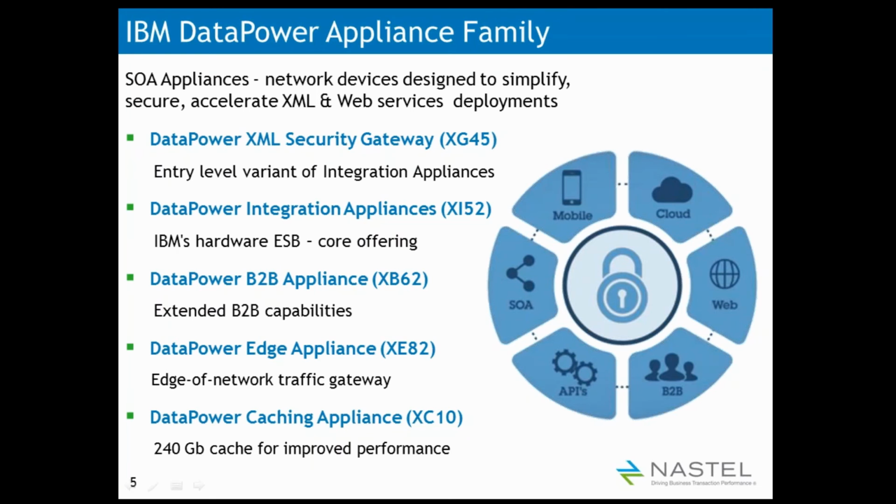After the Security Gateway, we have the Integration Appliance. Now, this is IBM's hardware ESB. It's the core of the DataPower offering. It's built for simplified deployment and hardened security, and it includes all of the functionality that you find in the XML Security Gateway appliance, plus some added capabilities for bridging multiple protocols.